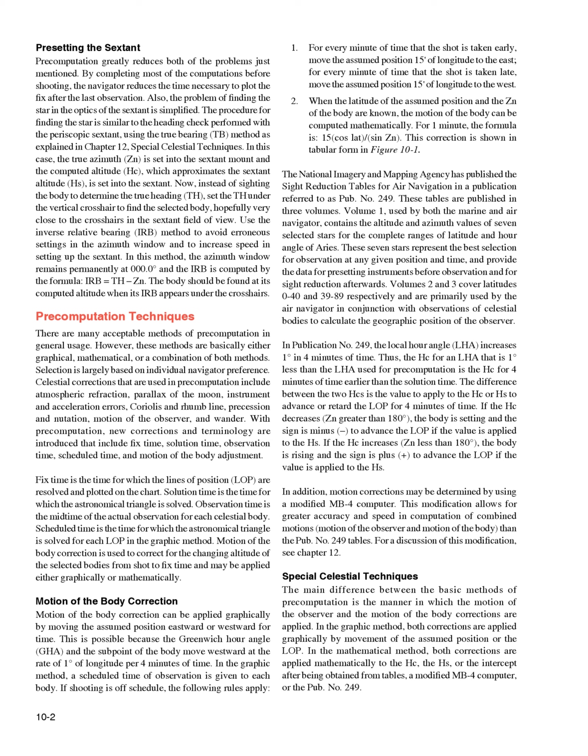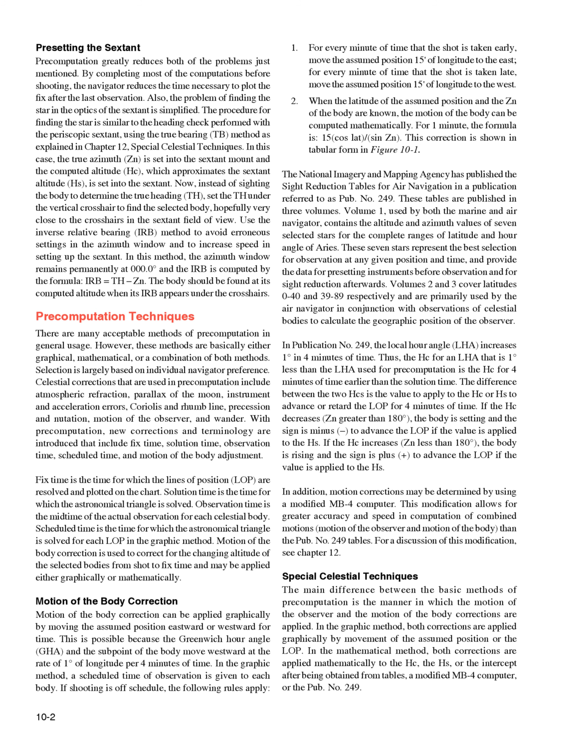Motion of the body correction. Motion of the body correction can be applied graphically by moving the assumed position eastward or westward for time. This is possible because the Greenwich hour angle, GHA, and the subpoint of the body move westward at the rate of 1 degree of longitude per 4 minutes of time. In the graphic method, a scheduled time of observation is given to each body. If shooting is off schedule, the following rules apply.